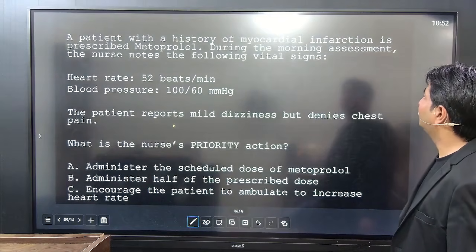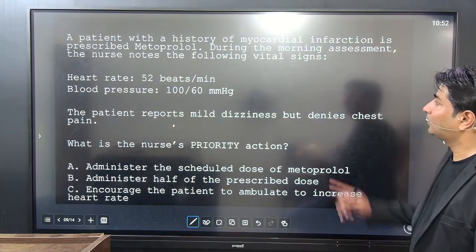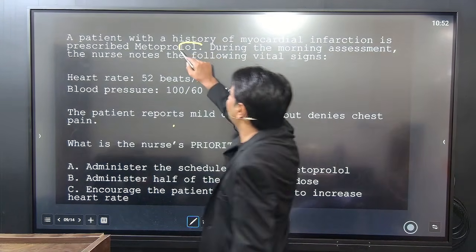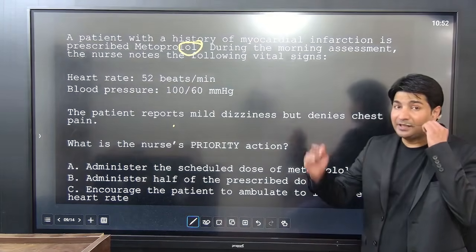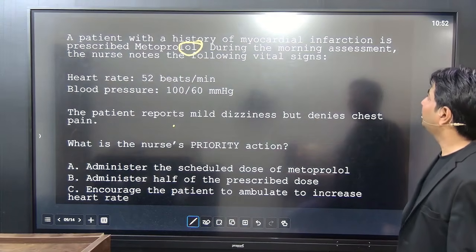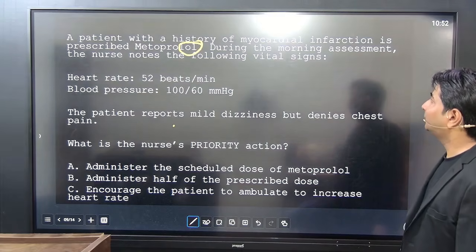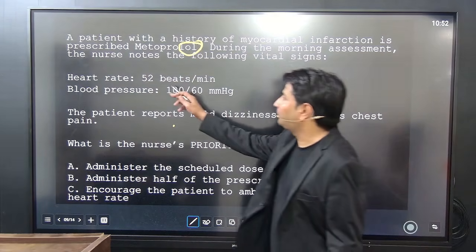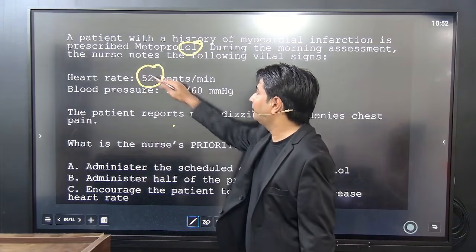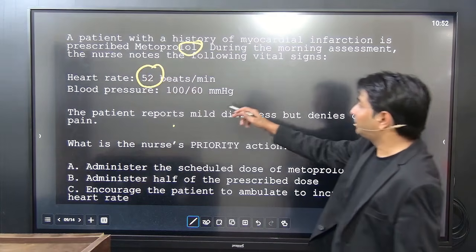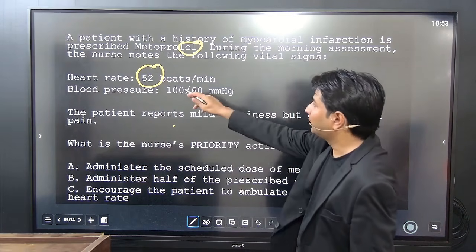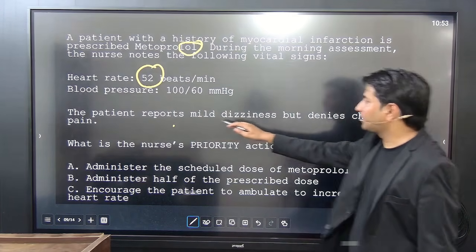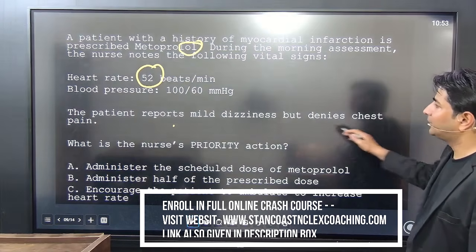A patient with a history of myocardial infarction is prescribed metoprolol. LOL means it's a beta blocker, and beta blockers always lower the heart rate. During the morning assessment, the nurse notes the following vital signs. Heart rate 52, which means the heart rate is low, so the patient has bradycardia. Blood pressure 100/60, which is a bit on the upper borderline, but the patient has bradycardia. The patient reports mild dizziness but denies chest pain.